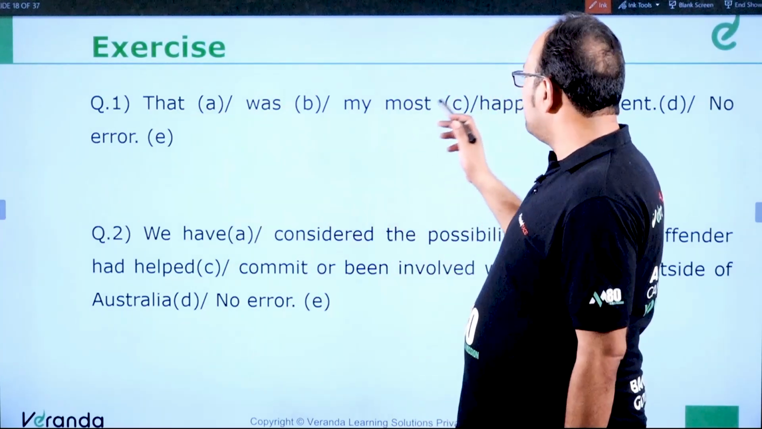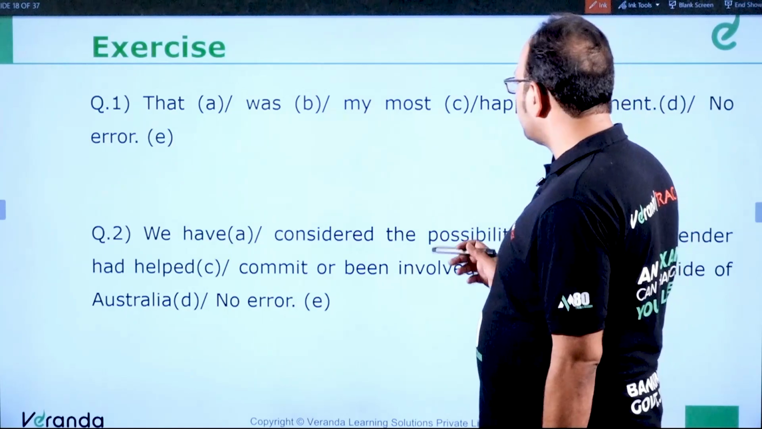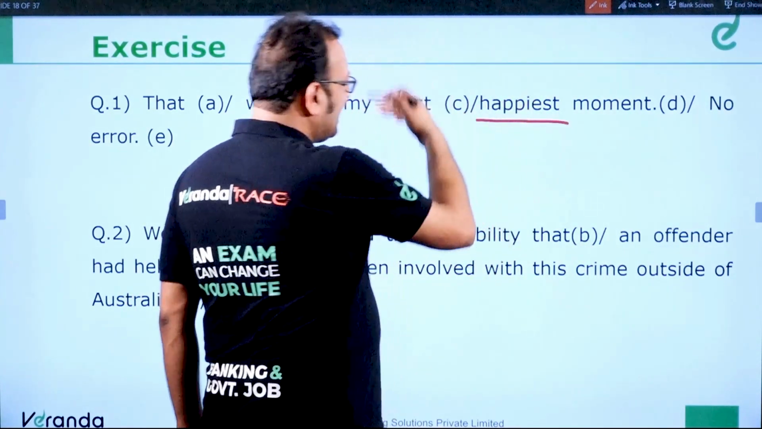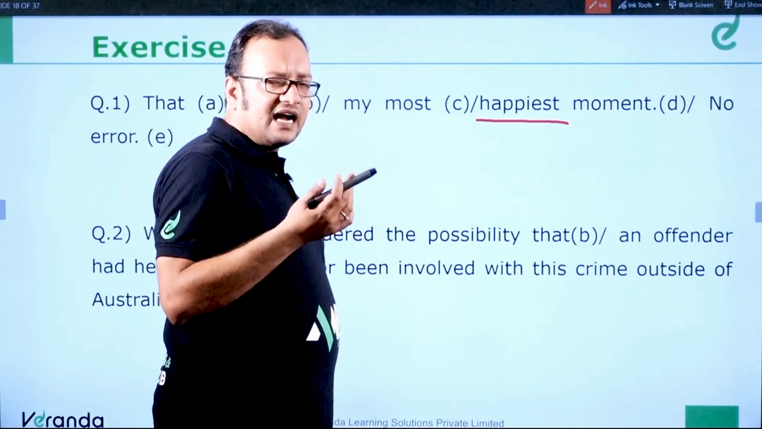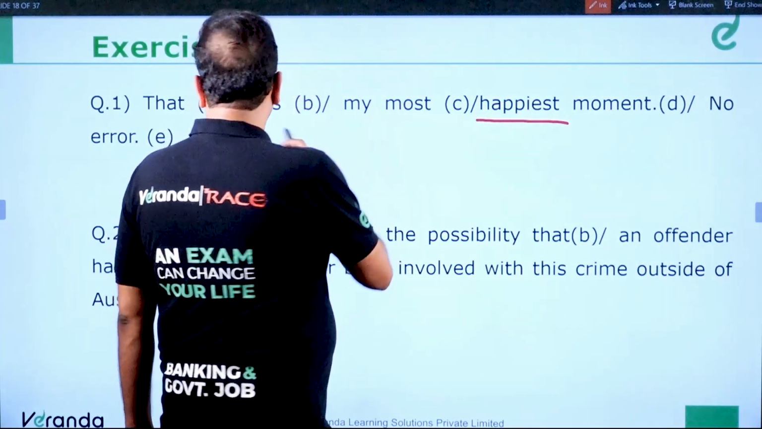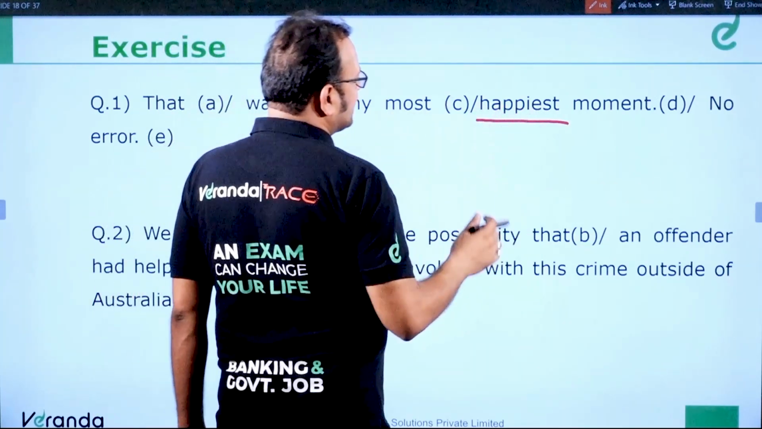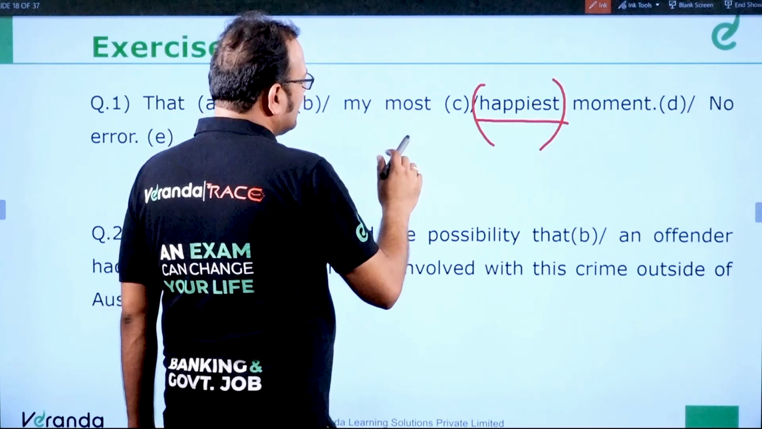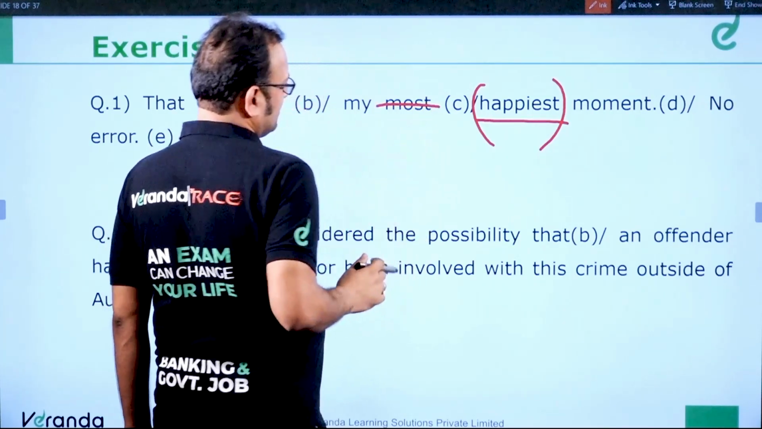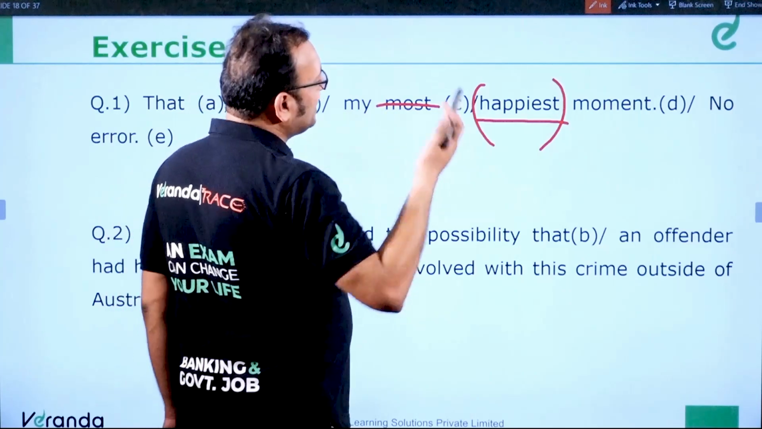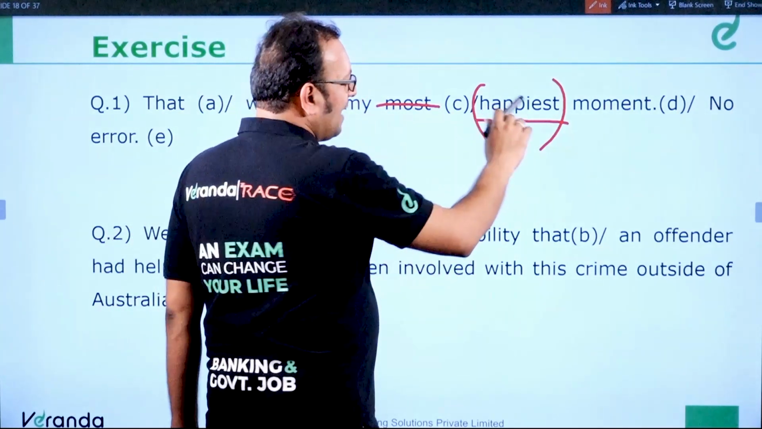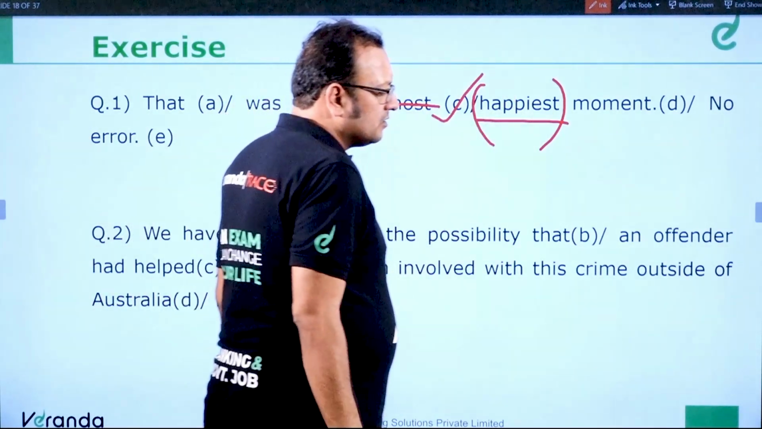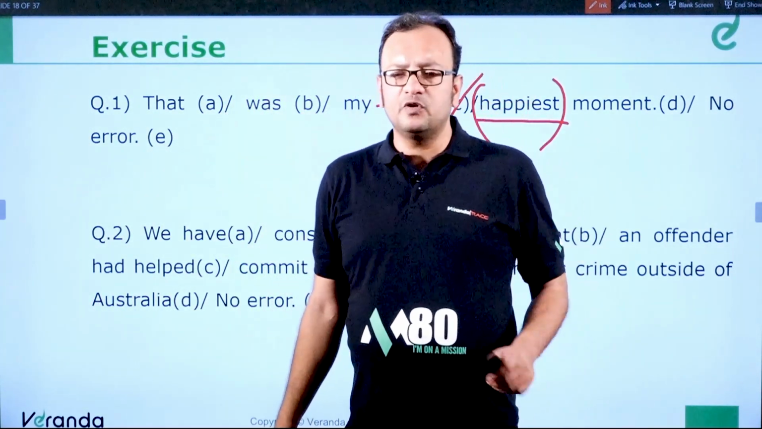That was my most happiest moment. You can see over here, students, happiest is already in the superlative degree. We have to find the error in the part and mark it and identify what the error is. So happiest is already in the superlative degree, so we cannot say most happiest. Happy, happier, happiest. It's a monosyllable word. So happiest is the superlative, so we cannot say most. Error was in part C. That was my happiest moment. That would be the correct answer.